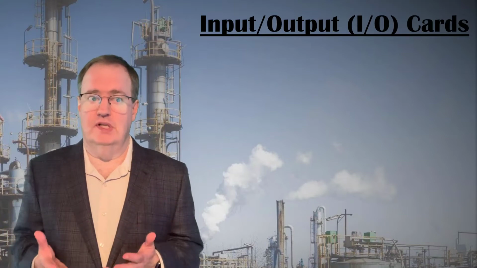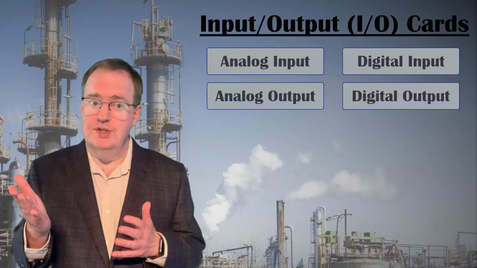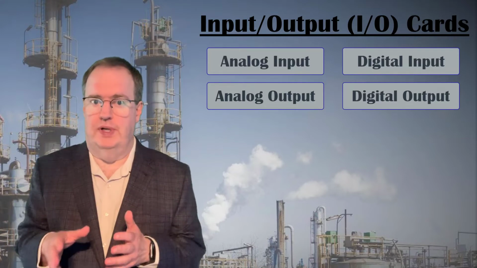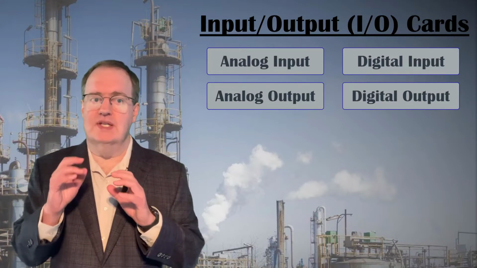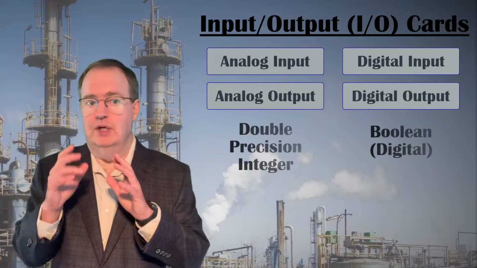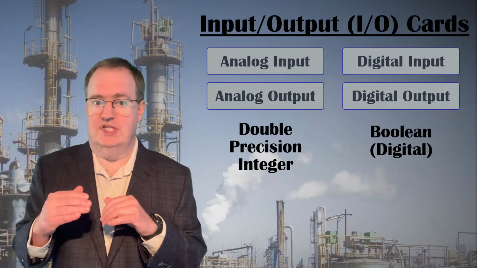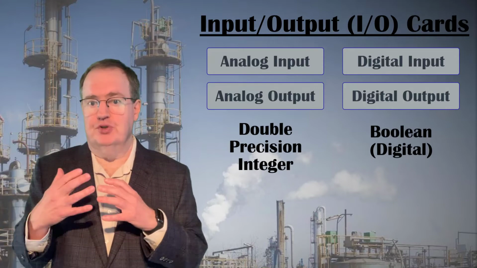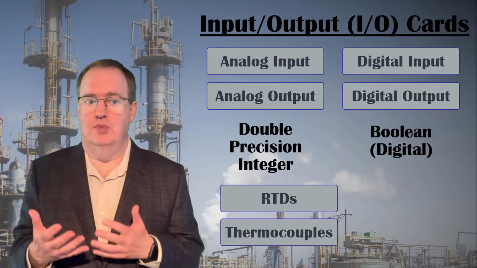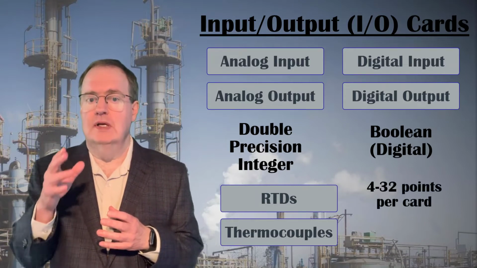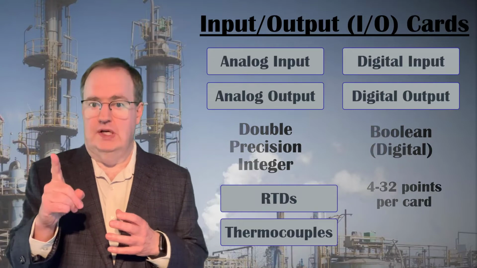We started talking about input-output or I/O cards. There are several different types. Some are input cards, some are output cards. Some have both input and output points. Each card is either for analog double precision integer signals or digital true-false signals. There are special cards for RTDs and thermocouples. Cards have between 4 and 32 points, each of which talk to one device.